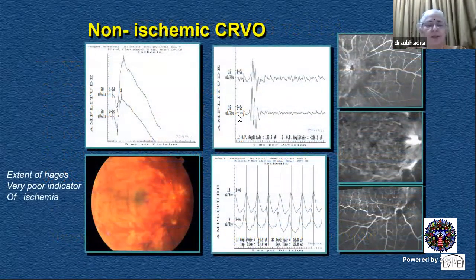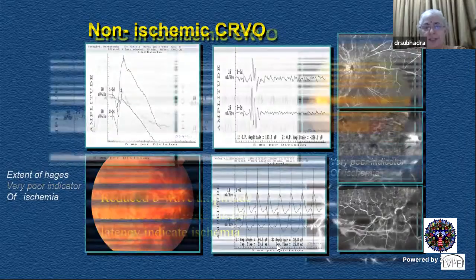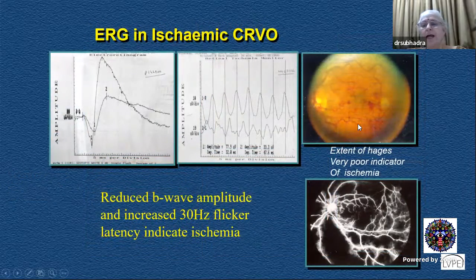So here is just to show that there are a lot of hemorrhages. It looks like a very bad CRVO, but we can see that in that eye, the oscillatory potentials are good. The B wave is very good. The flicker response is very nice. So it is telling us that this is a non-ischemic CRVO. When we look at the implicit time of the flicker, you can see here, it says 33.6 milliseconds in the right eye and 27.8 in the left eye. If the flicker implicit time is more than 37 or the interocular difference is more than 7, then it tells us that this is ischemic. Otherwise, it is non-ischemic.